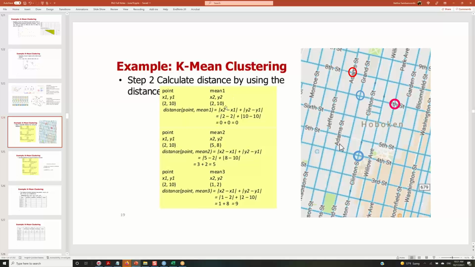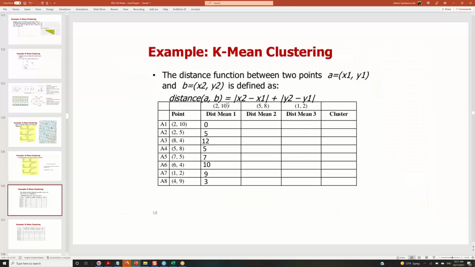In the same way, what is the distance from the center? I'm going back here and applying that. What is the distance between (2,10) and (2,5)? 2 minus 2 is 0, 10 minus 5 is 5, absolute value 5. Okay? Super. And then what is the distance between (2,10) and (8,4)? 6 plus 6, 12. Agreed? Yes. And what is the distance between (2,10) and (5,8)? It is 3 plus 2, 5.